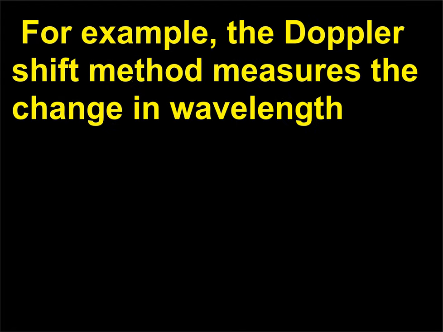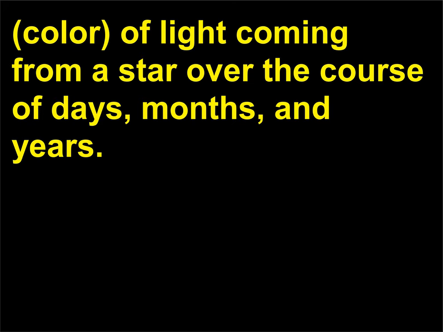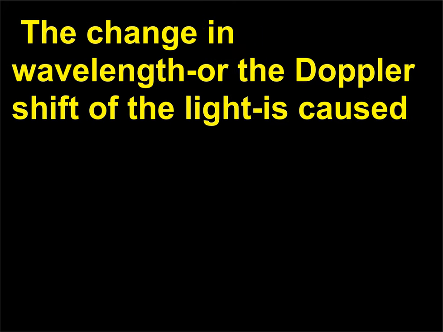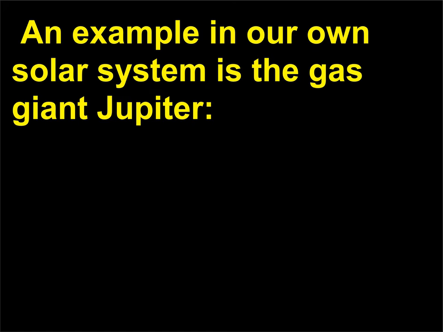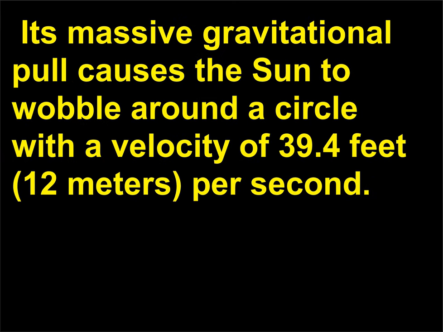For example, the Doppler shift method measures the change in wavelength, color, of light coming from a star over the course of days, months, and years. The change in wavelength, or the Doppler shift, of the light is caused by the star orbiting a common center of mass with a companion planet. An example in our own solar system is the gas giant Jupiter. Its massive gravitational pull causes the Sun to wobble around a circle with a velocity of 39.4 feet, 12 meters, per second.